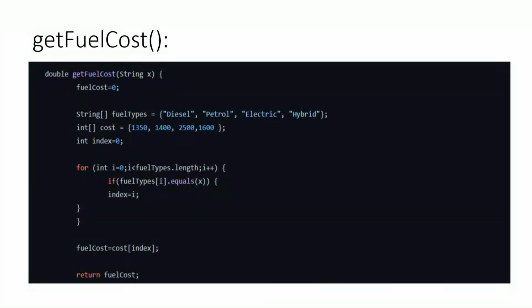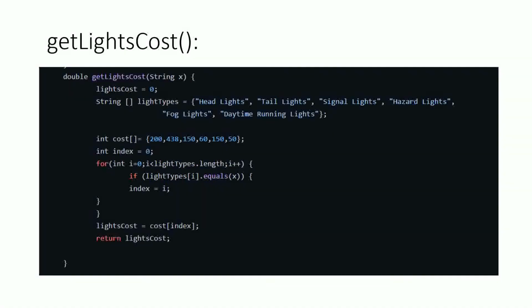The getFuelCost method is similar to the getCarTypeCost method. The getFuelCost method takes in a string as an argument and returns a double. Here we have two arrays. The first array is a string type which contains the different types of fuels, and the next one being an int array which contains the cost of each kind of fuel. When the user chooses their choice of fuel for their dream car, this method is called, and the price of the fuel is calculated based on the user's choice. The getLightsCost method also takes in a string as an argument and returns a double.